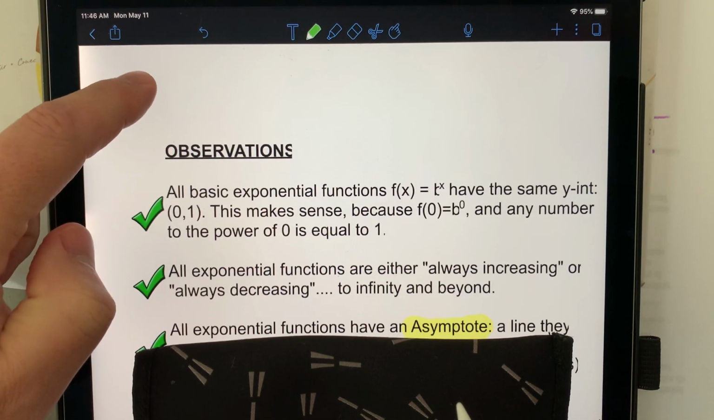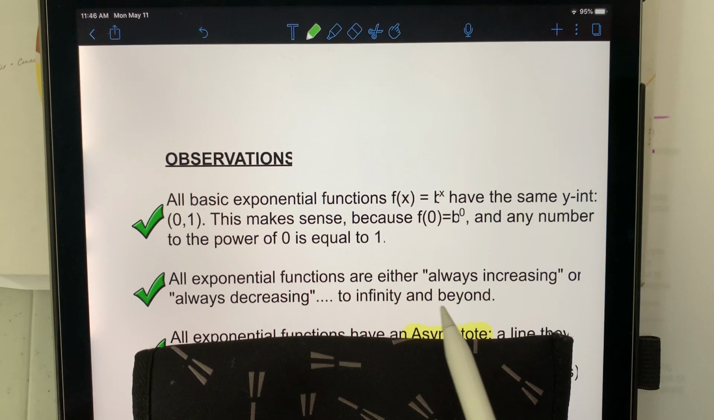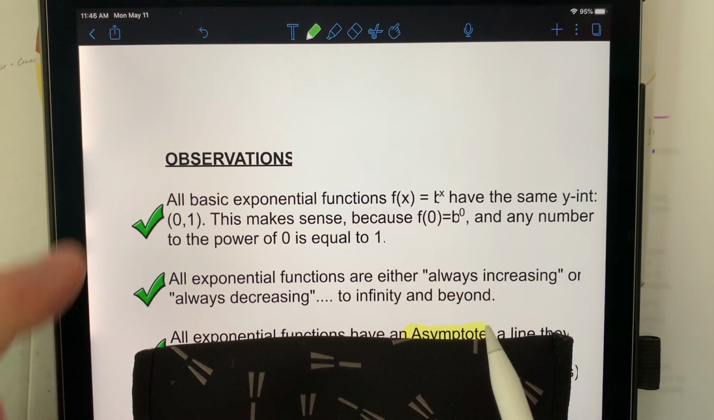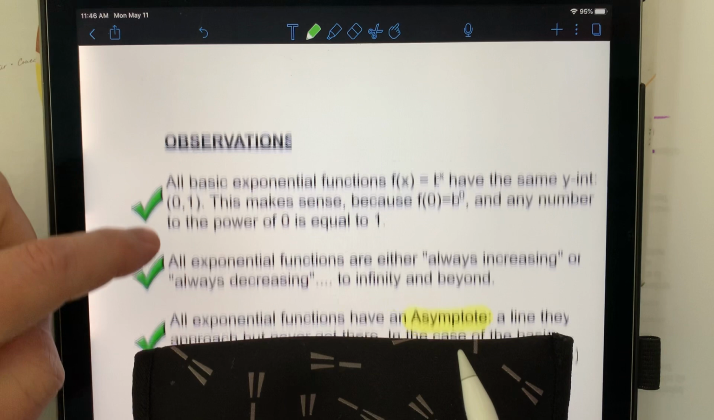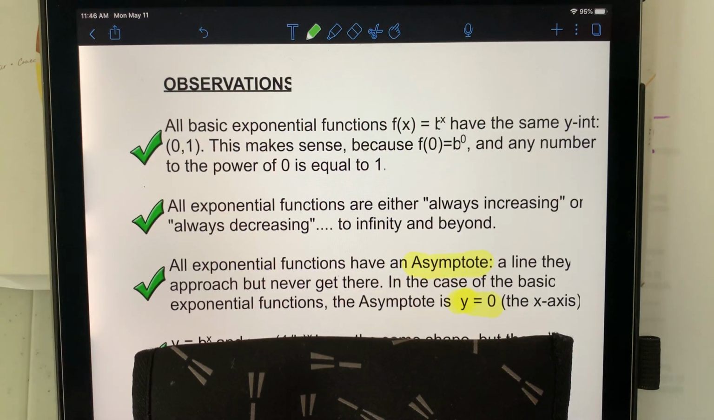Second point. All the exponential functions are either always increasing or always decreasing to infinity and beyond. Remember how quadratics go up and then go down, but for exponential functions, they're always going up or always going down.